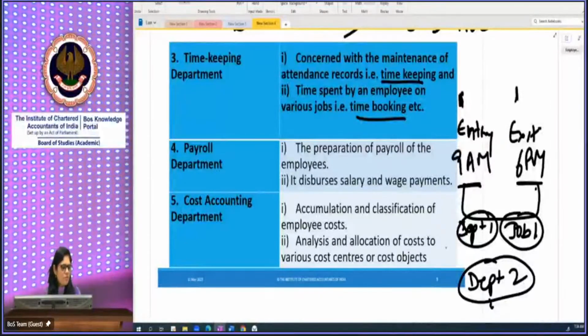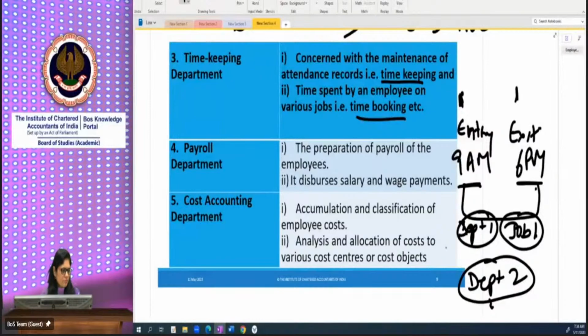Who keeps records of employees? HR department or personnel department? Personnel or HR department only, Anupam, keeps the records of the employees. All right.